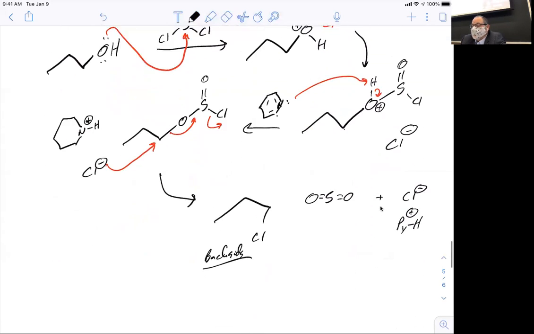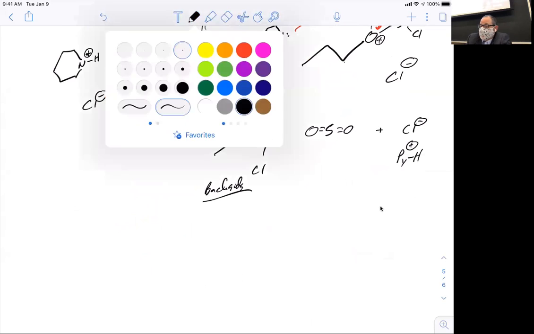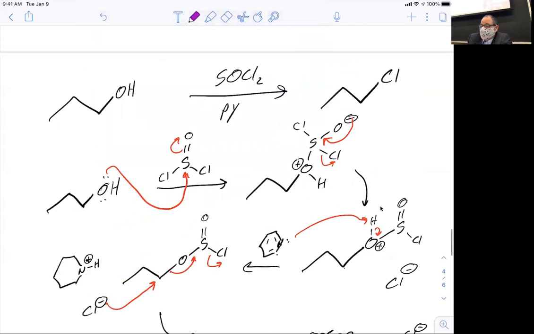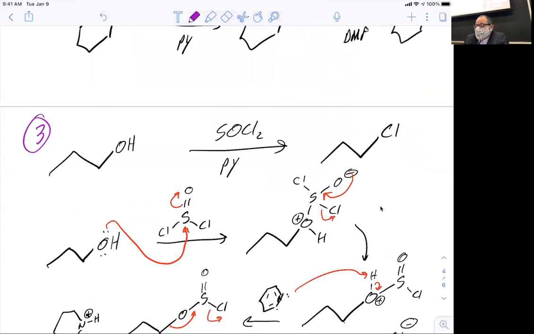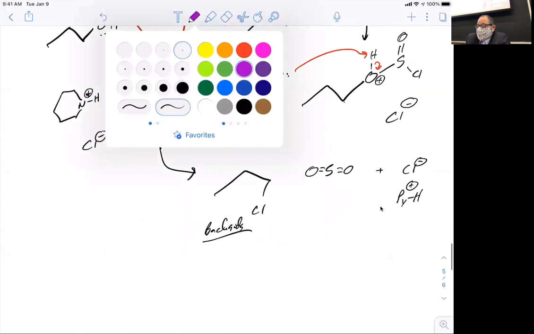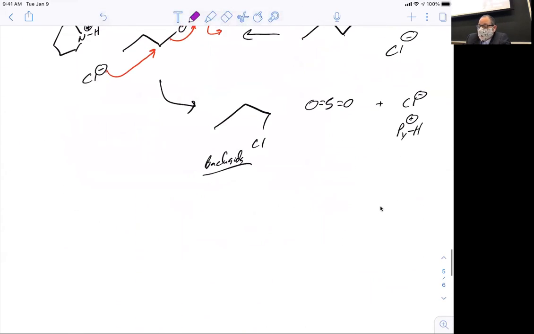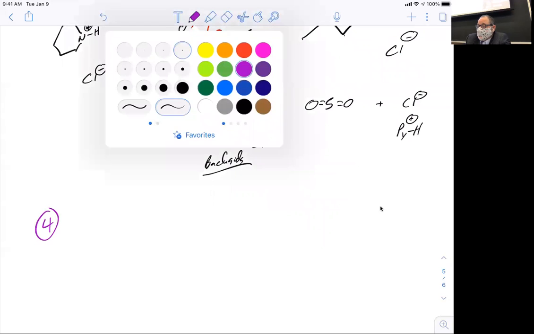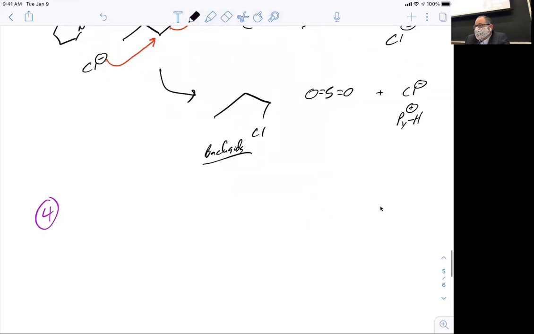So when we look at bromination, and again, here's our third method. When we look at bromination, we need to use a different reagent. Similar process, it both activates and adds the bromide in the same process. But instead of using SOCl2 or SOBr2, which is not stable, we're going to use PBr3.